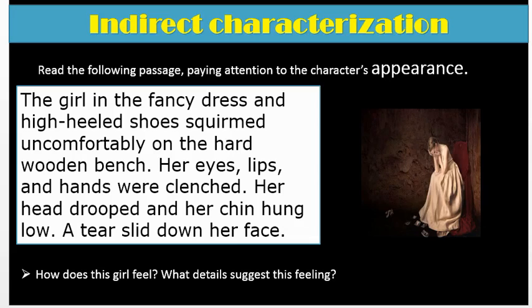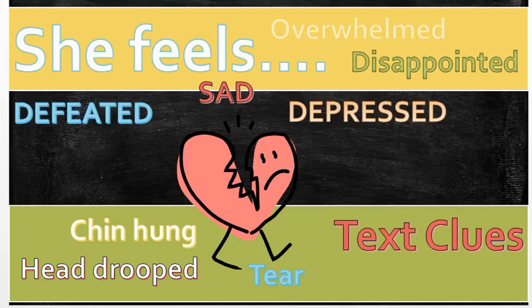We know that she's sad. However, it doesn't say she's sad, but a tear slid down her face, which makes us infer that she's sad. Therefore, we have to do some detective work in using the words to make sense of the character. This girl might feel overwhelmed, disappointed, sad, depressed, defeated. How do we know that? Her chin hung low, her head was drooped, and she had a tear. So we used clues in the text to make that connection.